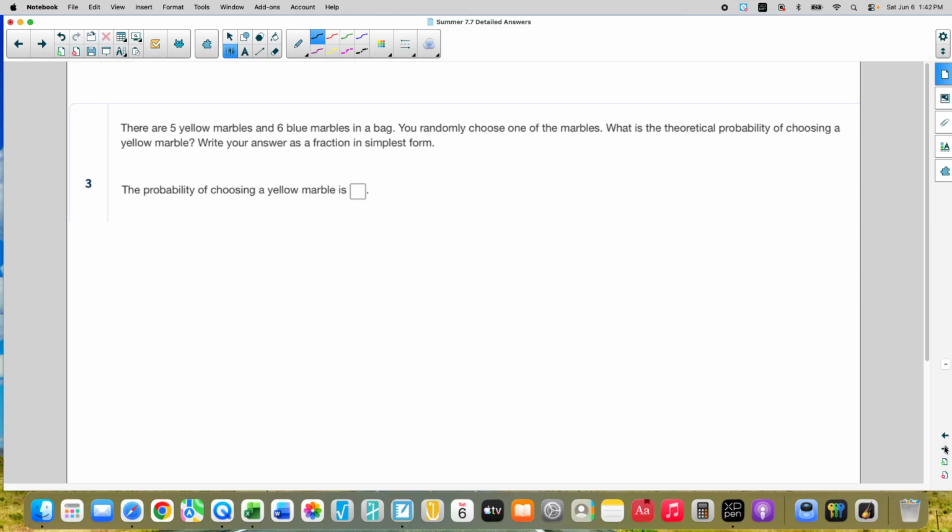There are 5 yellow marbles and 6 blue marbles in a bag. You randomly choose one of the marbles. What is the theoretical probability of choosing a yellow marble? Well, there are 5 out of 11 marbles, 5 plus the 6 in the bag. So there are 5 successful outcomes out of 11 possible outcomes, and that's what my fraction's always going to be. It says as a fraction in simplest form, so 5/11 is correct.